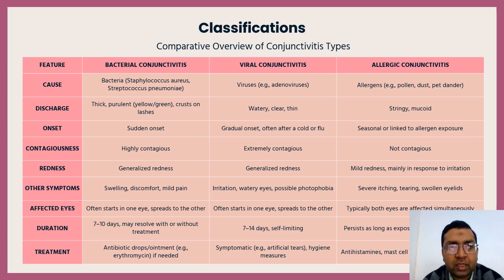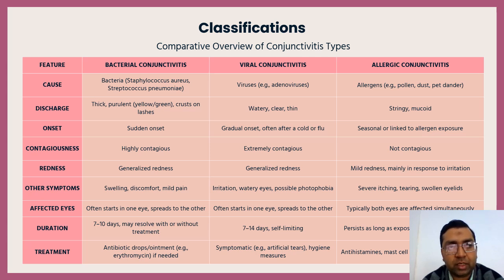Then the discharge: in bacterial conjunctivitis it is thick and purulent. Purulent means a thick, colorful discharge, yellow or green in color, from the eye, and a crust forms on the eyelashes. But in viral conjunctivitis, the discharge is not purulent or colorful; it is watery, clear and thin. And in allergic conjunctivitis, it is stringy and contains some amount of mucus. That's why we call it a mucoid type of discharge.